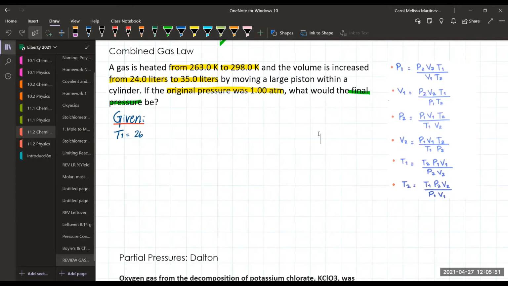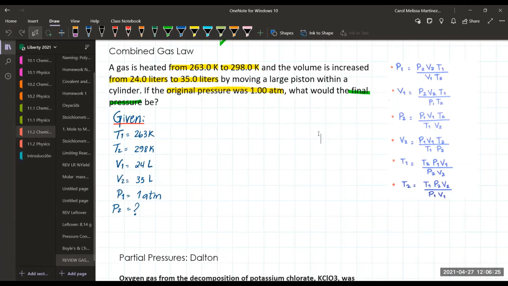The final temperature is the one that you want to reach, which is 298 Kelvin. Here you don't need to do conversion because the temperatures are already in Kelvin. The initial volume is 24 liters, and the final volume is 35 liters. If the original pressure was 1 atm, so pressure 1 is 1 atm, what is the final pressure? That is what I want to look for.